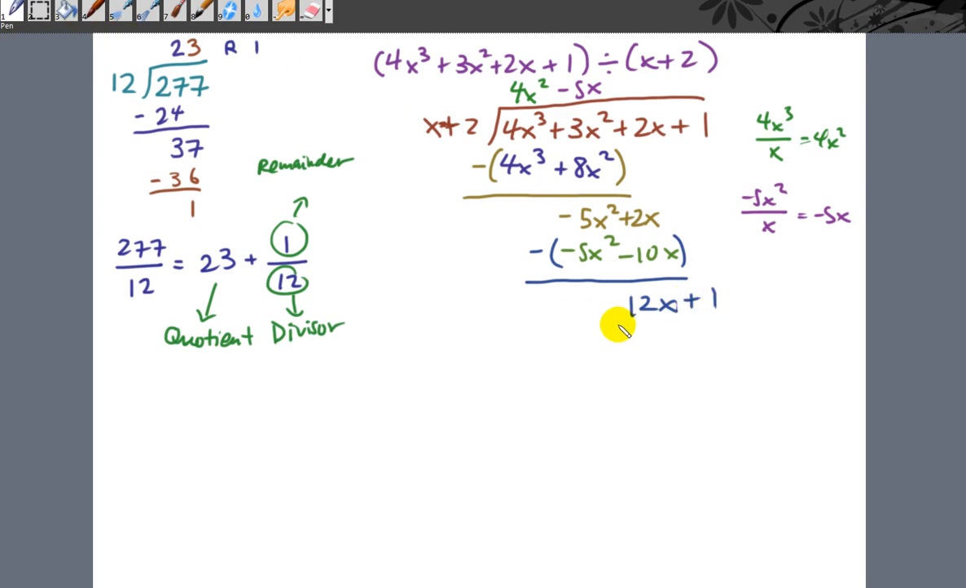Now we need to look at this term and this term. We have 12x divided by x, and that's 12, right? The x's will just cancel out, so we're left with 12.